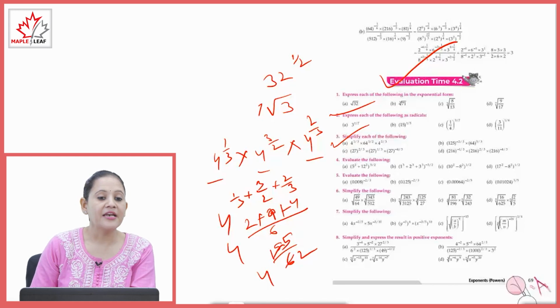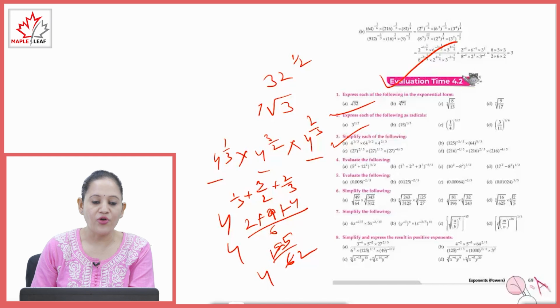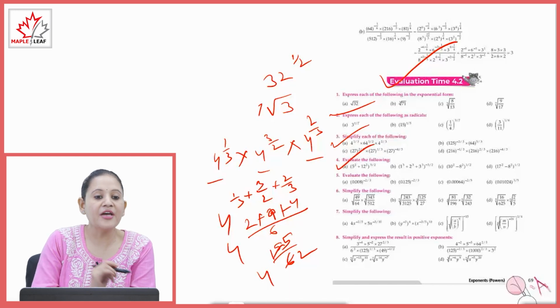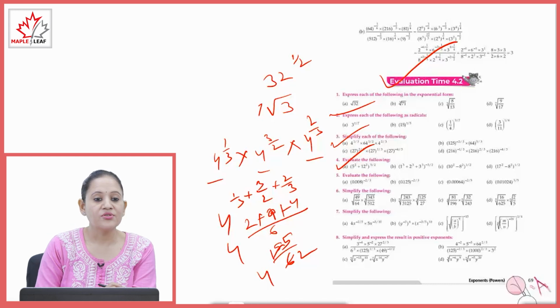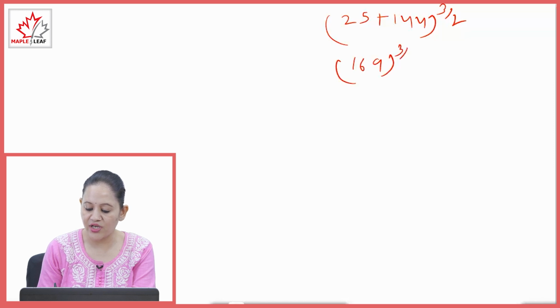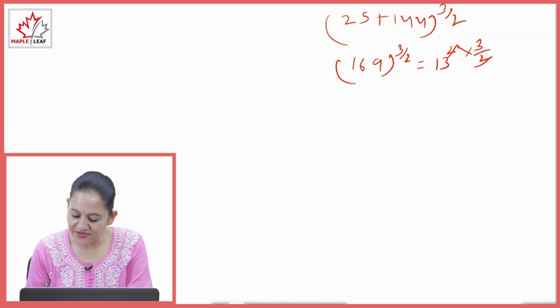Clear? Next is evaluate the following. 5 is to power 2 plus 12 is to power 2 and whole power 3/2. So 5 is to power 2, that is 25, and 12 is to power 2, that is 144, and whole power आ जाएगी 3/2. So that is equals to 169 whole power 3/2. 169 को हम लिख सकते हैं 13 is to power 2 multiply by 3/2. So that is equals to 2197. Clear?